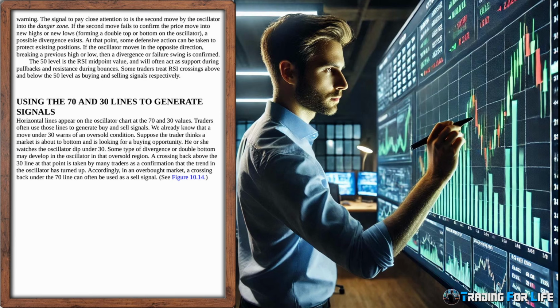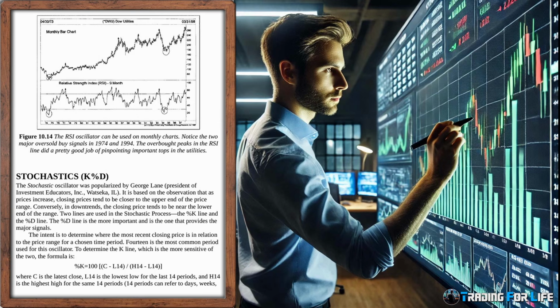We already know that a move under 30 warns of an oversold condition. Suppose the trader thinks a market is about to bottom and is looking for a buying opportunity. He or she watches the oscillator dip under 30. Some type of divergence or double bottom may develop in the oscillator in that oversold region. A crossing back above the 30 line at that point is taken by many traders as a confirmation that the trend in the oscillator has turned up. Accordingly, in an overbought market, a crossing back under the 70 line can often be used as a sell signal. See figure 10.14.